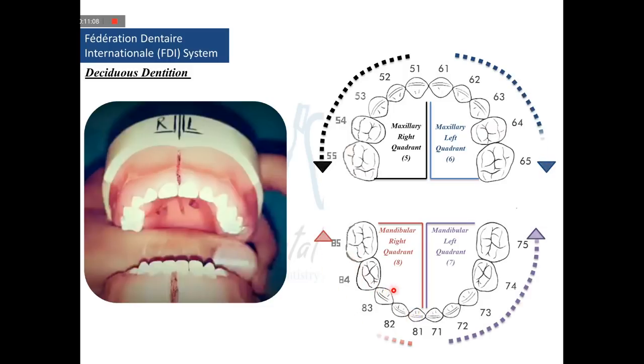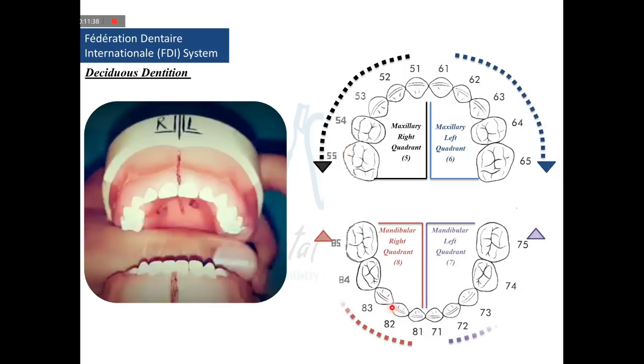Again we will count the teeth from the midline towards the distal aspect, but the mandibular right quadrant is given the number 8, so we will write the first digit as 8 to mention that it is the mandibular right quadrant. Then the second digit will be the tooth number from the midline, which is where we start to count. So now we can see the first digit is 8 for the mandibular right quadrant and the second digit is number 1 for the deciduous central incisor of the right quadrant.